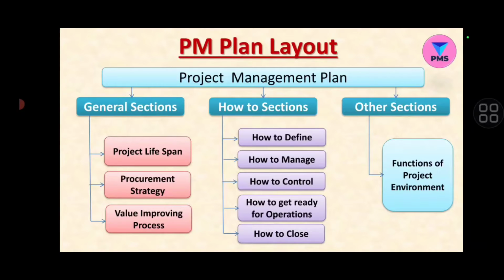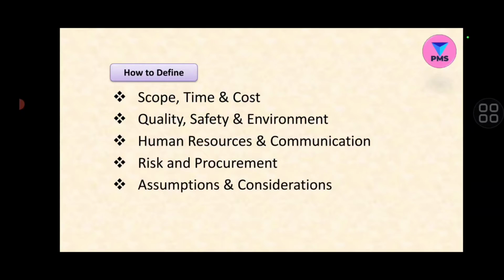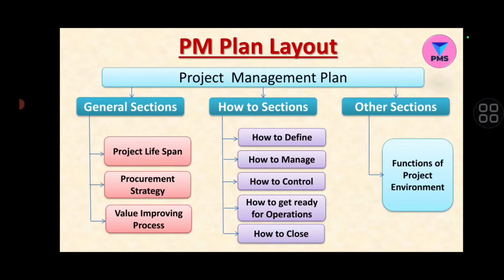If you see the layout of the plan, it has some general sections, it has also other sections, and very importantly, it has a how-to section, which talks about the project lifespan, the project's timeline, procurement strategy, and also the value improving processes. They are part of the general sections. When you come to the how-to sections, it has how to define, how to manage, how to control, how to get ready for operations, how to close, and also the other section will cover those organizational environmental factors.